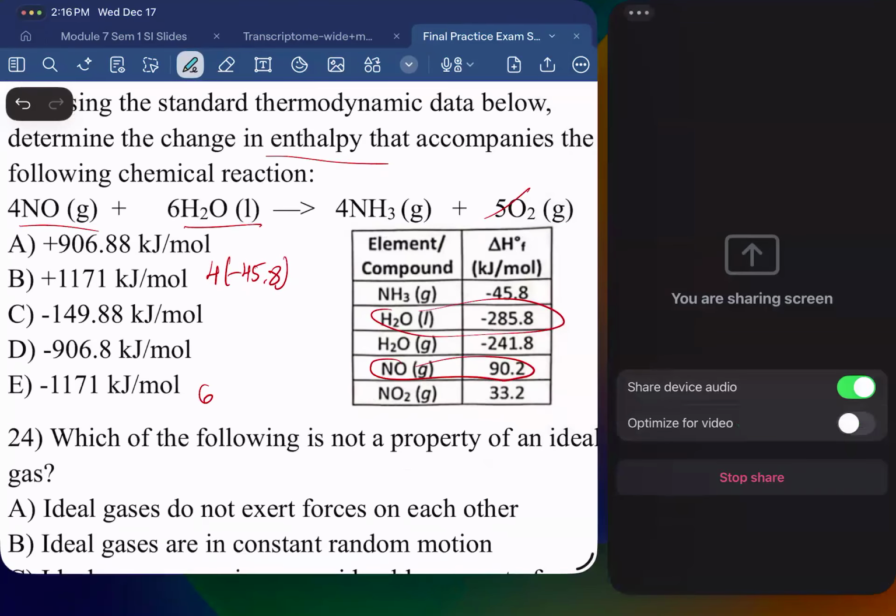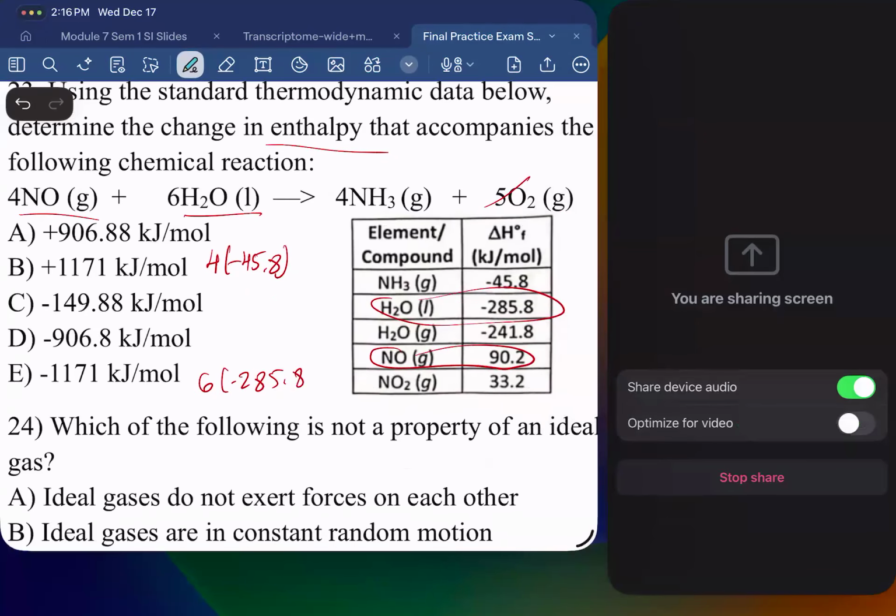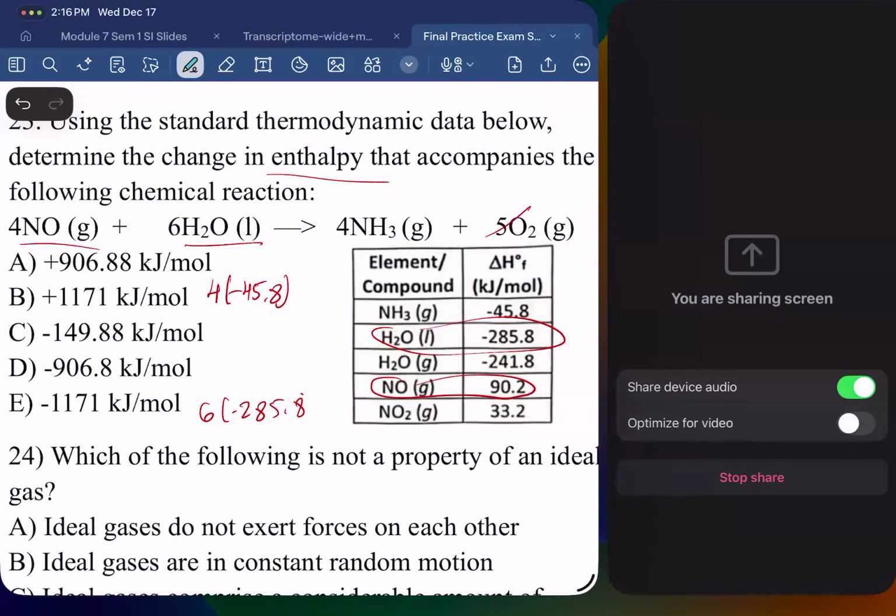So there's 6 waters, or 6 times negative 285.8, right? Okay, let's move that back down. And then plus 4 times 90.2. All right, just double check if everything's right. Looks like it is, so I'm gonna put this in my calculator.